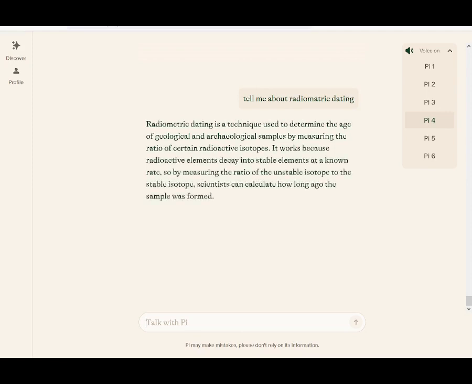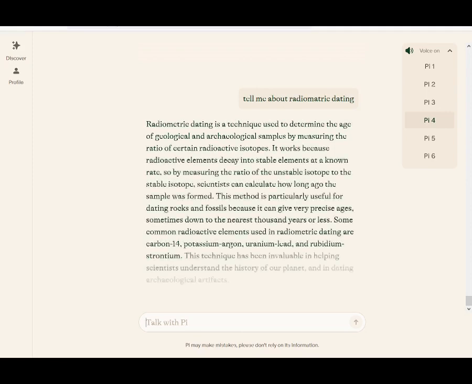Radiometric dating is a technique used to determine the age of geological and archaeological samples by measuring the ratio of certain radioactive isotopes. It works because radioactive elements decay into stable elements at a known rate. So by measuring the ratio of the unstable isotope to the stable isotope, scientists can calculate how long ago the sample was formed. This method is particularly useful for dating rocks and fossils because it can give very precise ages, sometimes down to the nearest 1,000 years or less.